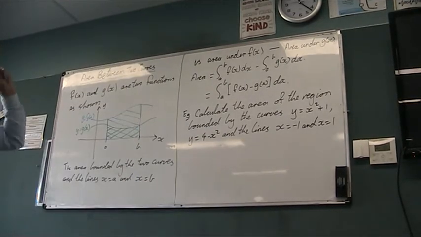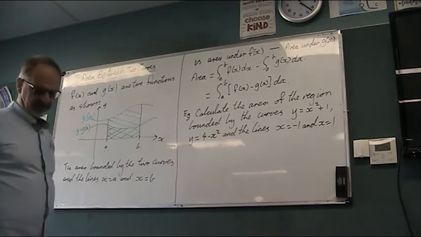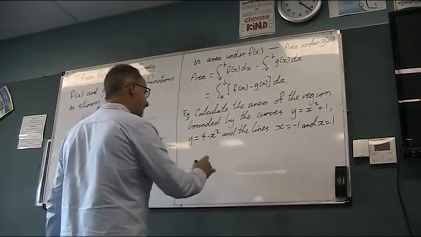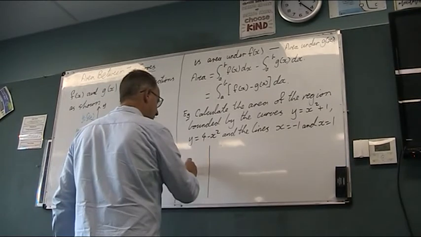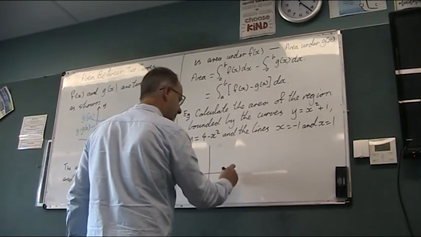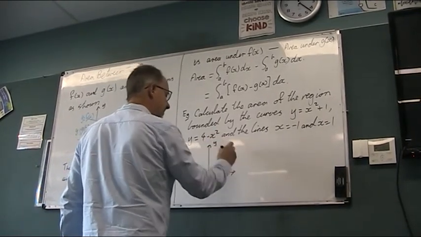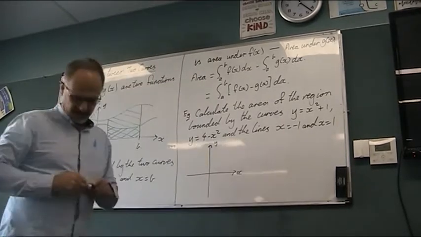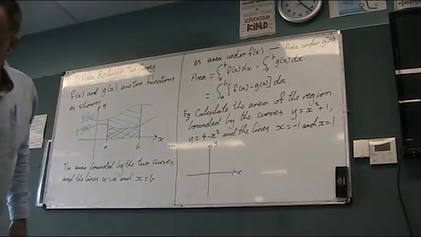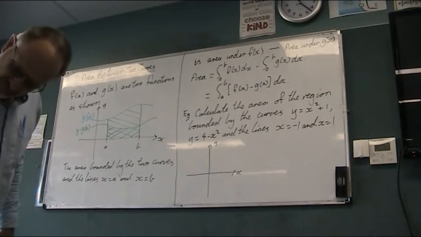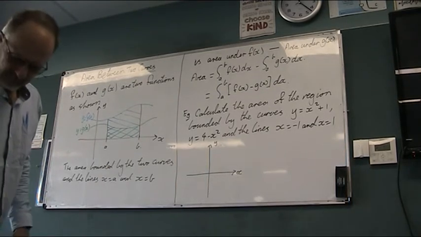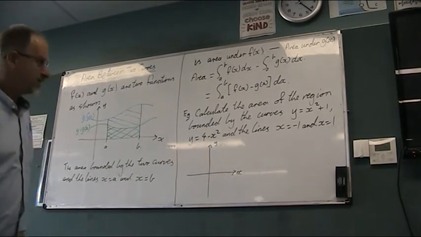So area, we've got a couple of curves, y equals x squared plus 1, y equals 4 minus x squared, and then we've got a couple of lines. So always with these, best idea is to do a sketch of some sort. It doesn't really matter how rough it is, but just so that we can get an idea of what's going on. Which one's the one on top, which one's the one not.